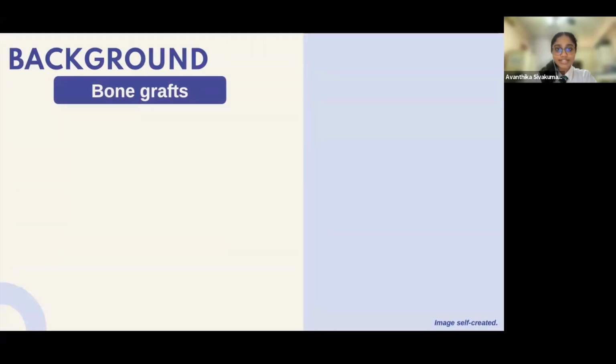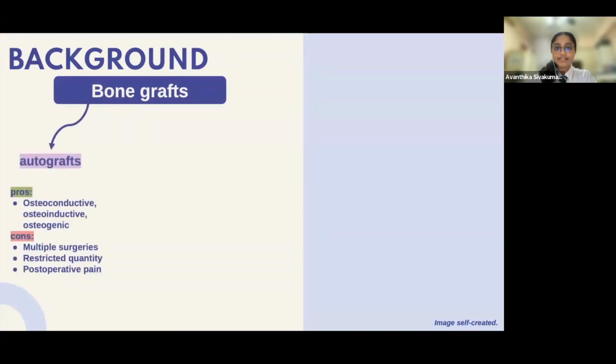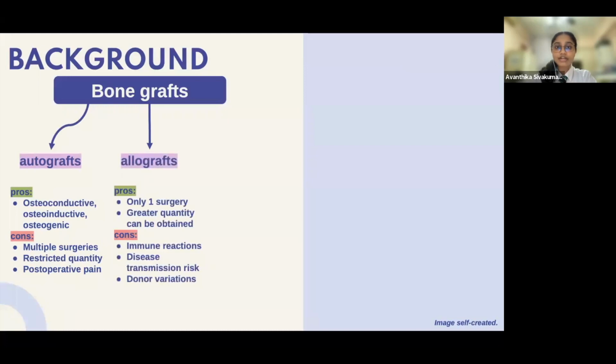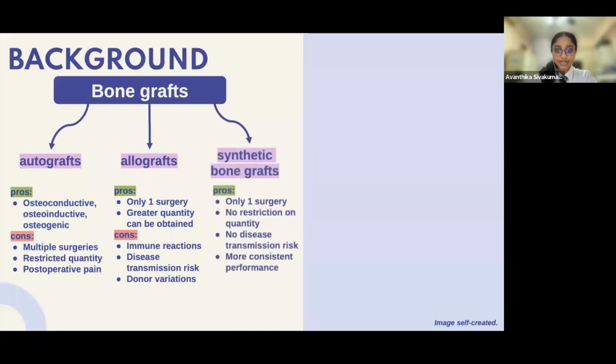There are three broad categories of bone grafts. Autografts are currently the gold standard because they're osteoconductive, osteoinductive, and osteogenic. Similarly, allografts from donors allow for greater quantities of bone to be obtained, but come with some disadvantages such as donor site morbidity and increased immune reaction risks. This is where synthetic bone grafts come in.